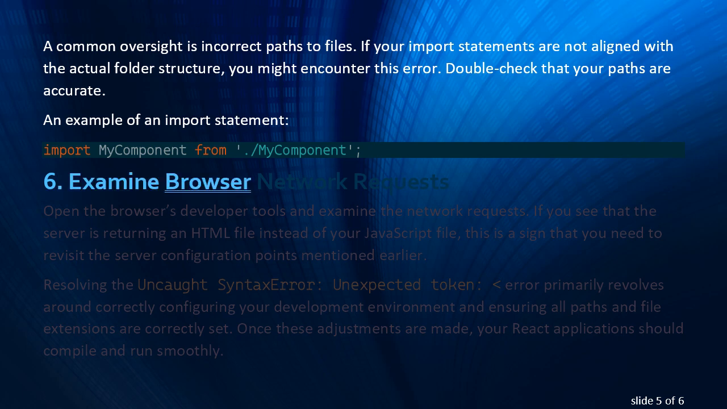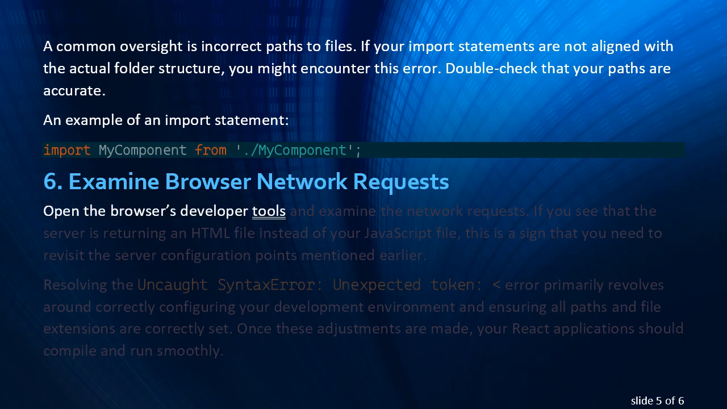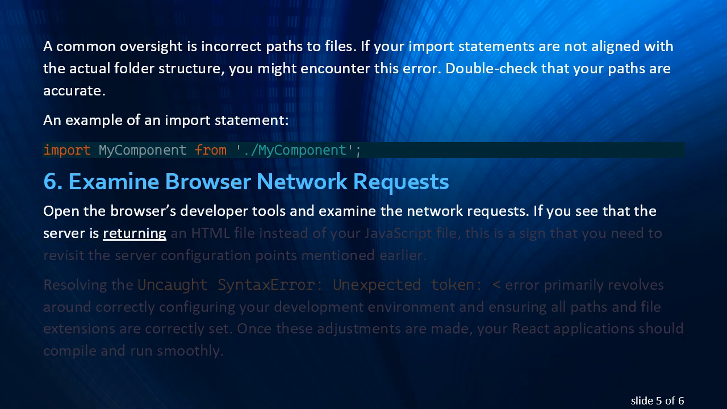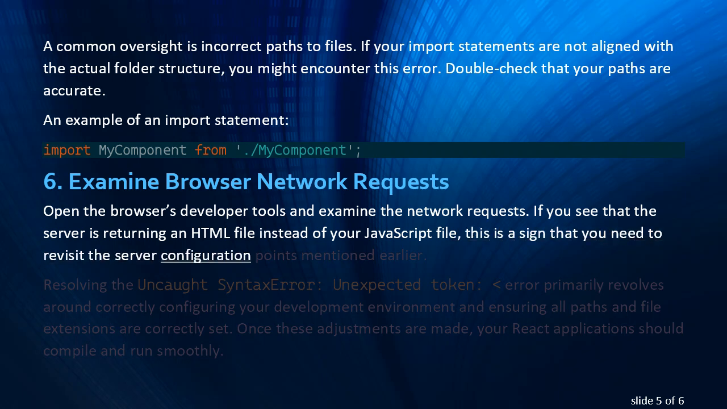6. Examine browser network requests. Open the browser's developer tools and examine the network requests. If you see that the server is returning an HTML file instead of your JavaScript file, this is a sign that you need to revisit the server configuration points mentioned earlier.